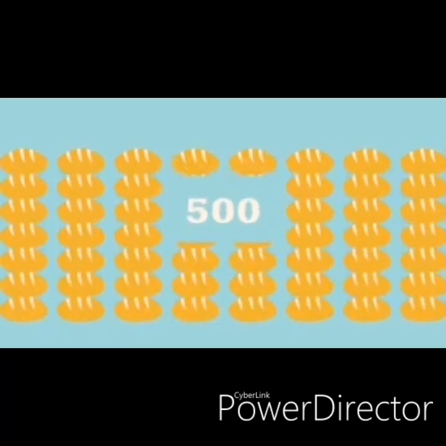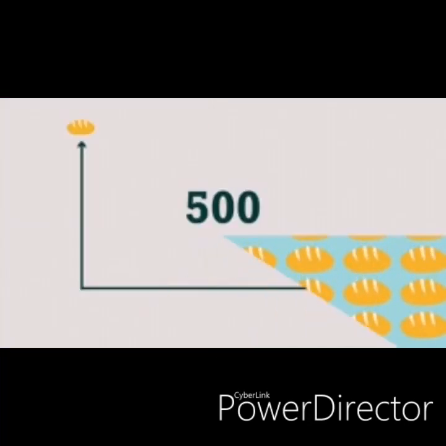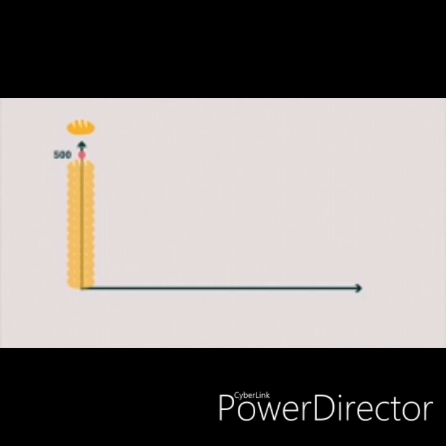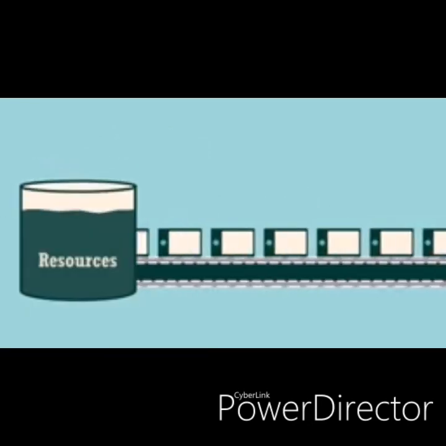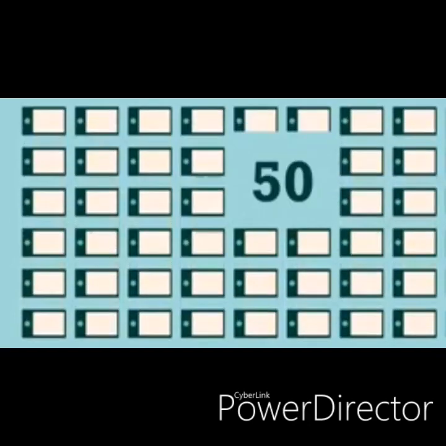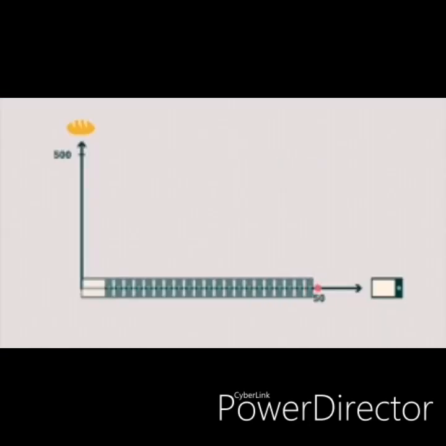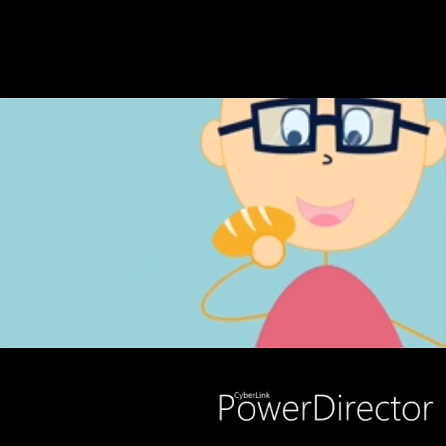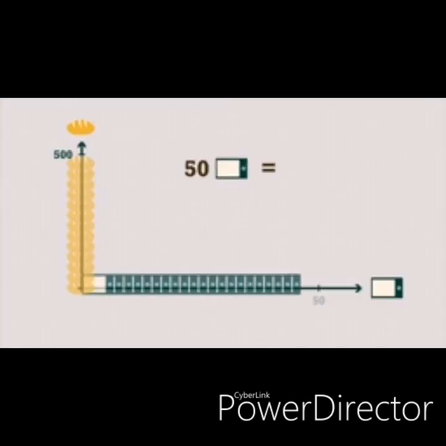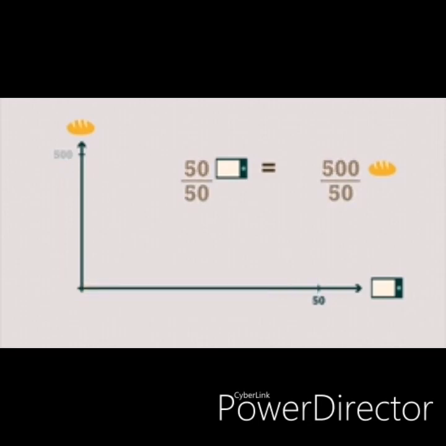Oops! That's 500 bread. Let's plot this on a graph. But people prefer tablets nowadays. Okay, produce tablets then. 50 tablets. Maybe it's good to have some bread. To produce 50 tablets, we gave up 500 bread. To produce one tablet, the opportunity cost is 10 bread. 10 tablets, 100 bread.